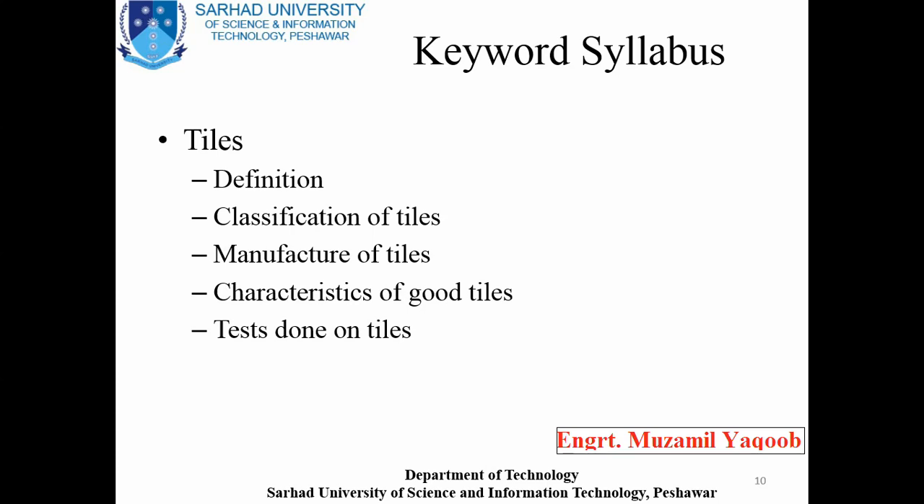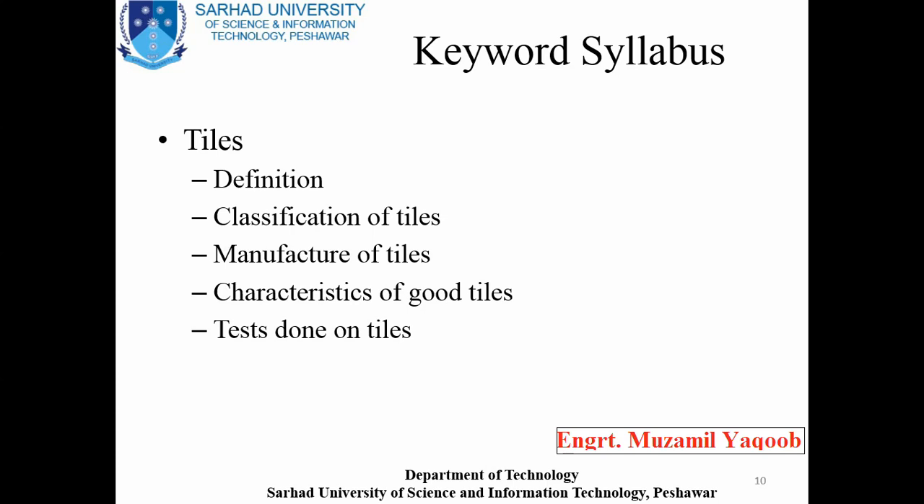Just like other materials, the manufacturing process of tiles also consists of different stages. Batching is the first stage, then comes the second stage, mixing, and the third stage is grinding, then drying, glazing, and the last one is firing. So these are the main stages. Now coming towards the characteristics of good tiles, it should be free from cracks, it should be regular in shape and size, it should be sound, hard and durable, it should be well burnt.